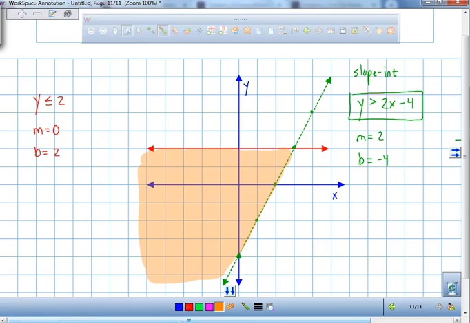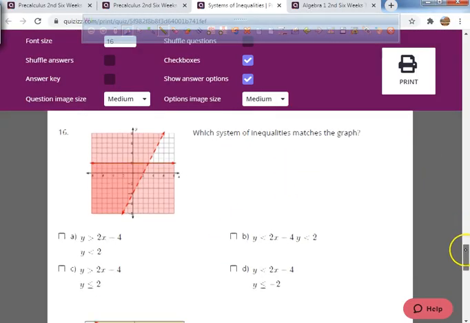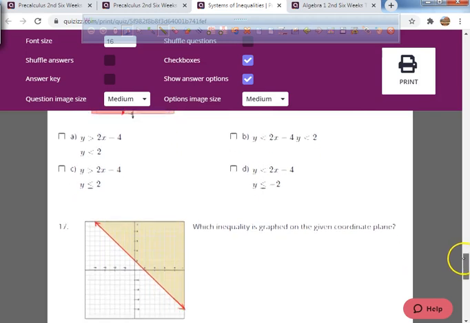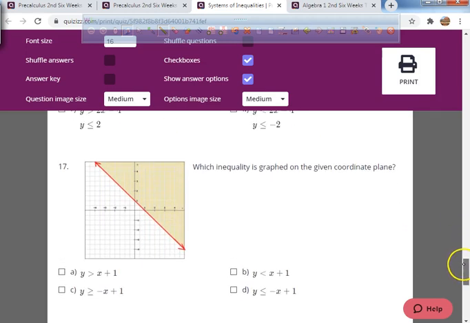All right, let's take a look at the last couple. What would you say number 17 is? It's equal to, right? And it's shaded above. Which is the only one that says equal to and shaded above? B, that's less than. C right there. It's greater than or equal to. So that would be the answer for number 17.